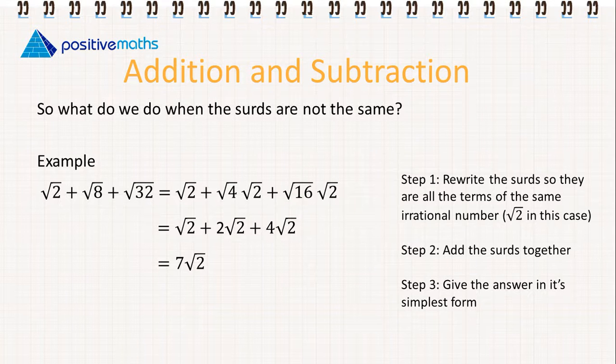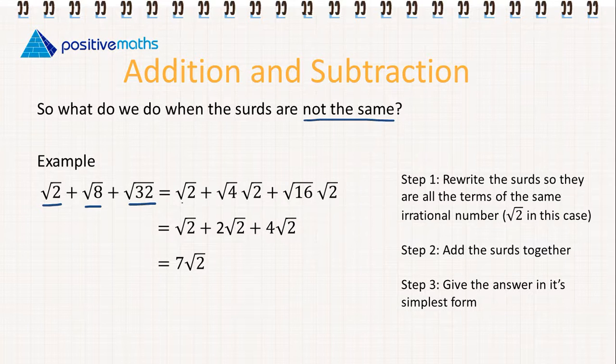So what do we do when the surds are not the same? Let's go through an example. We have the square root of 2 plus the square root of 8 plus the square root of 32. What we need to do is simplify every term so that it will be something we can add.